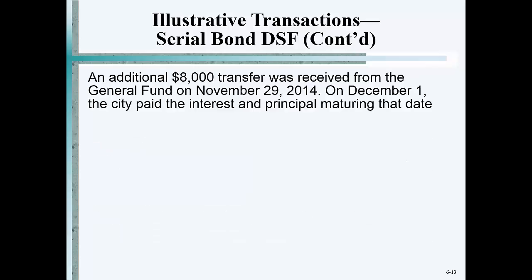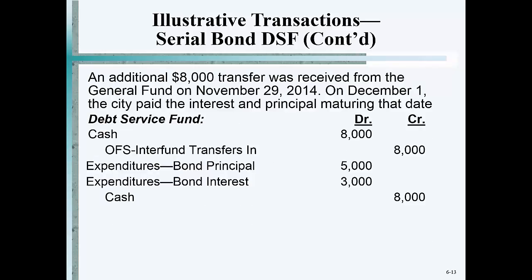Okay, so we go now to that payment that has to be made on December 1st. What happens? We debit cash, we credit other financing sources, and now they're transferring in $8,000. That's the $3,000 second interest payment plus the $5,000 principal, right? So they debit cash, credit other financing sources, and then on December 1st, we pay that money out of the debt service fund.